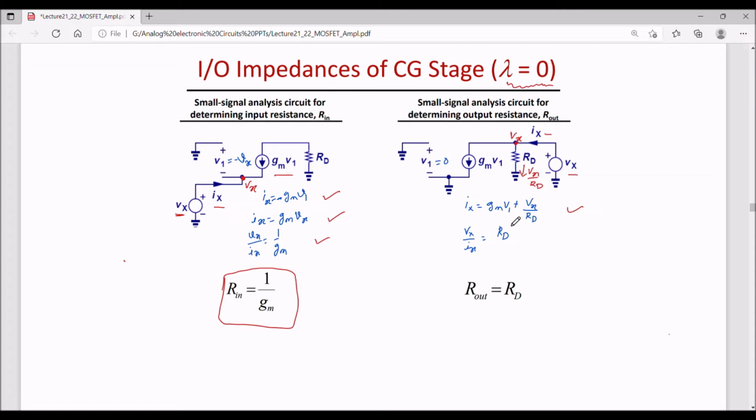So Vx by Ix, that is this term, is 0 now. So Vx by Ix is equal to RD, or output impedance is equal to RD here, considering lambda 0.